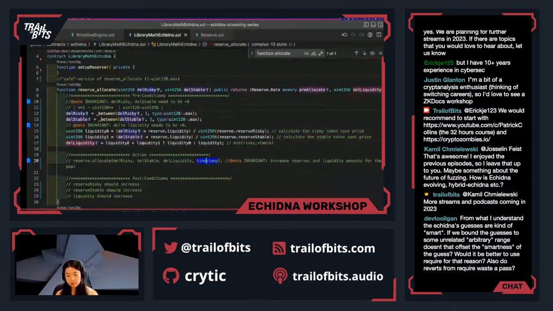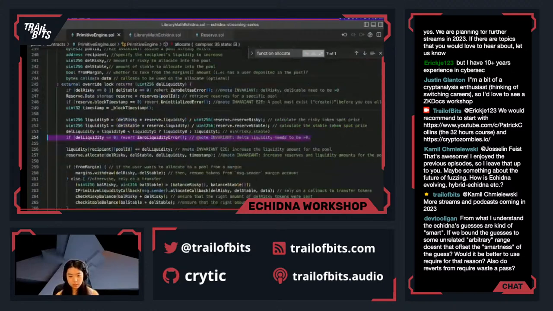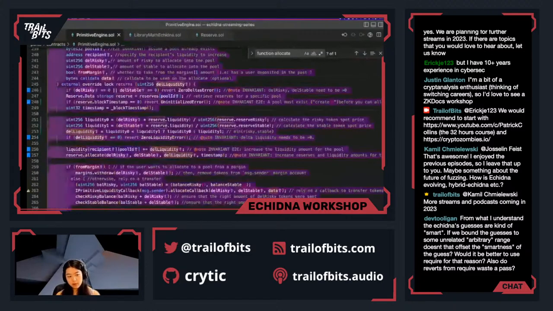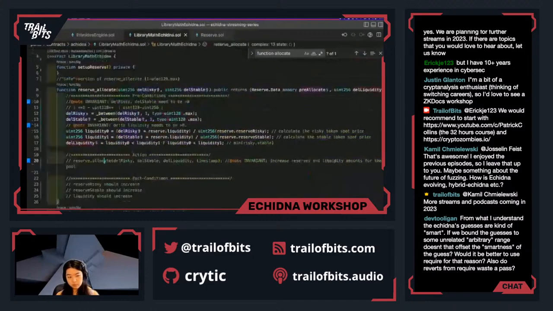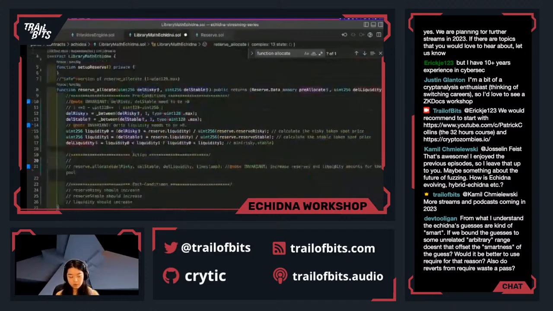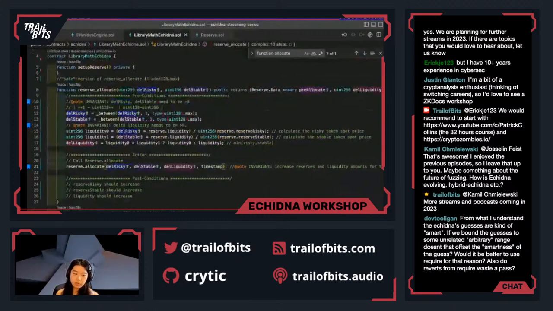Now, what is our action? We just need to call reserve.allocate. Reserve.allocate is essentially this exact line here. This reserve.allocate takes this incoming amount that we want to add to the pool, the amount of both tokens that we want to add to the pool, liquidity, and a timestamp.